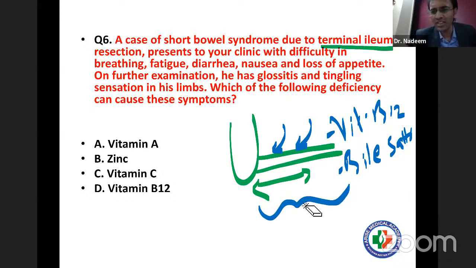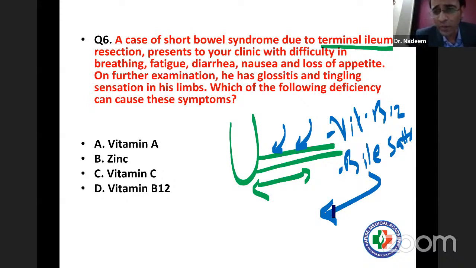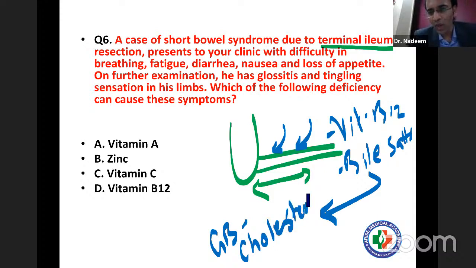Whenever there is bile salts deficiency, this can increase the risk of which stone? Answer me please. Whenever there is deficiency of bile salts, it will increase the risk of stone formation. Which stone formation? I hope you remember, gallbladder stone. Which gallbladder stone? Cholesterol stone. I hope you remember the risk factors for the formation of cholesterol gallbladder stone.